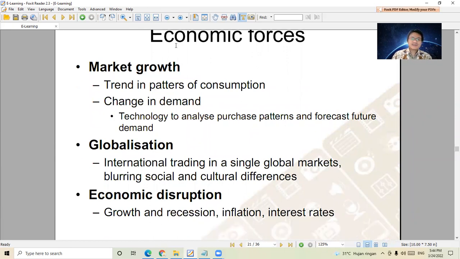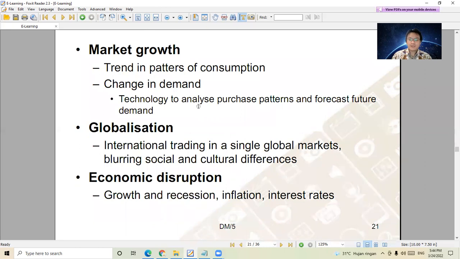There are several things that we have to be aware of. As digital marketers, we have to be aware of the market growth, the inflation rate in particular, and also the trends in patterns of consumption. This is the demand. We can use technology to do forecasting and to identify patterns. We can use big data, data analytics, and data science to get insights on the customer's demand.